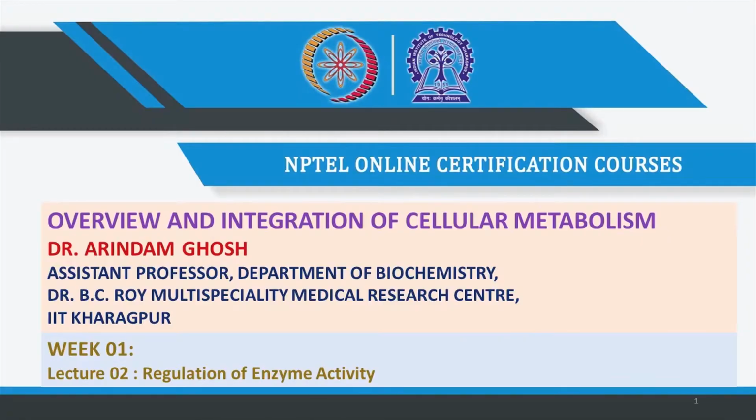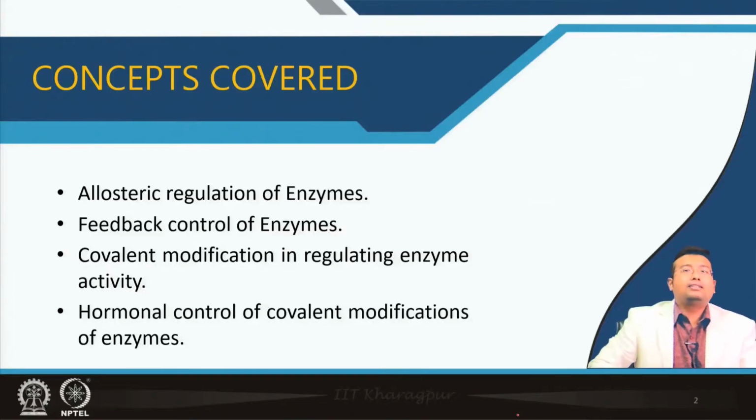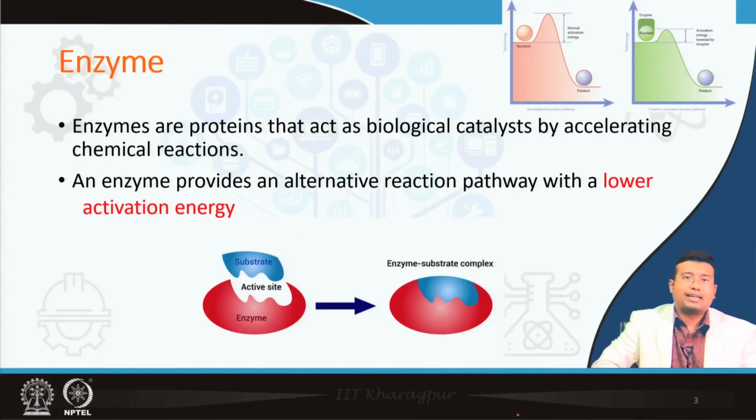In this class, we will be learning about regulation of enzyme activity. We will be covering the important concept of how enzymes are regulated allosterically, how feedback control of enzymes occurs in the biological system, how covalent modification plays a role in enzyme regulation, and how hormones play a role in covalent modification of enzymes.